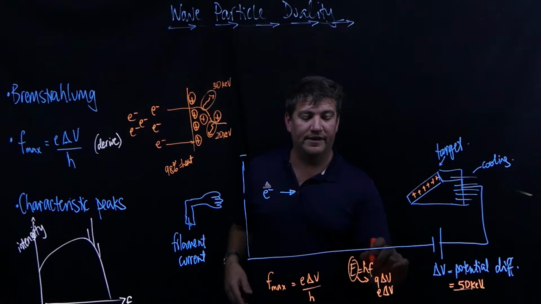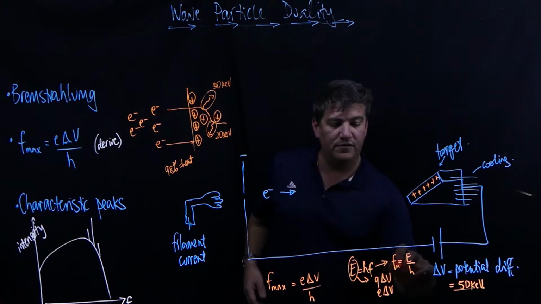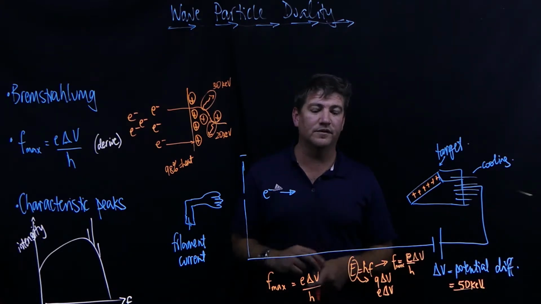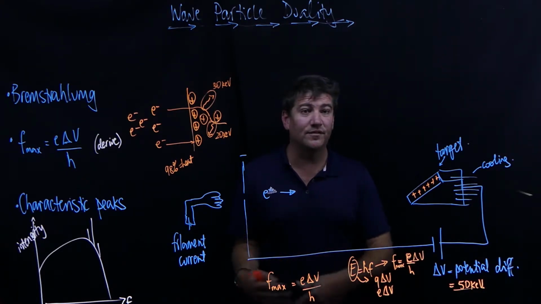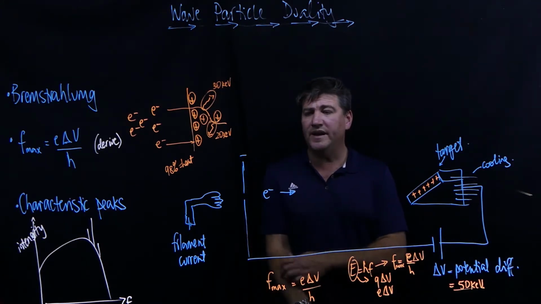So we can rearrange this to get f is E on h, and f max is when E is eΔV, all that energy turns into one single photon. So that's the justification, or the thought process, or the explanation behind why.